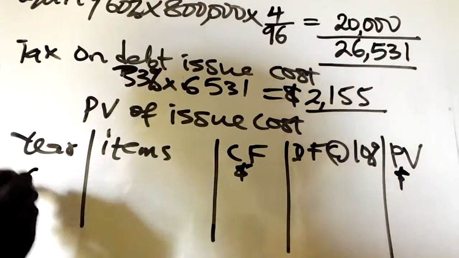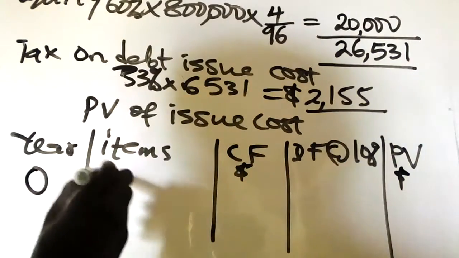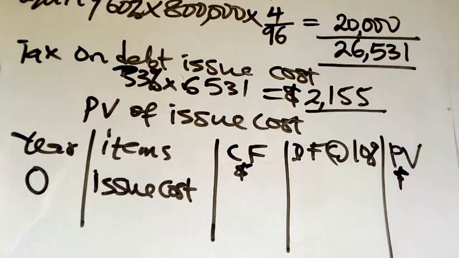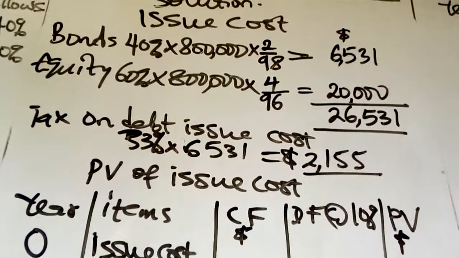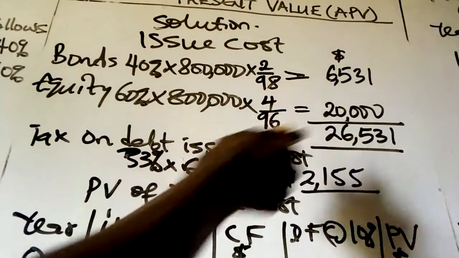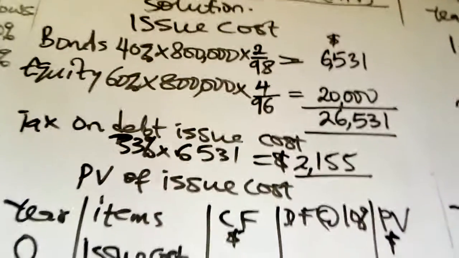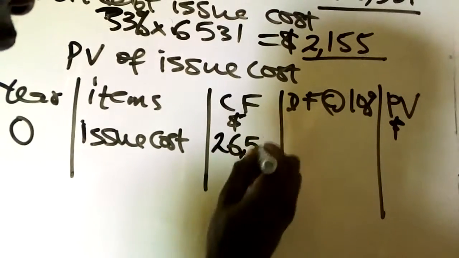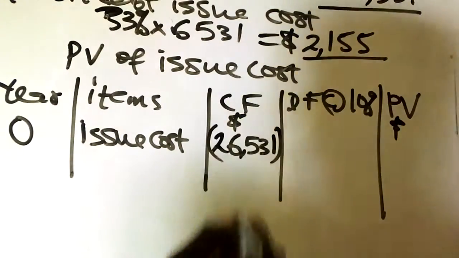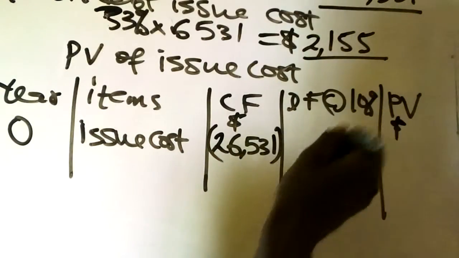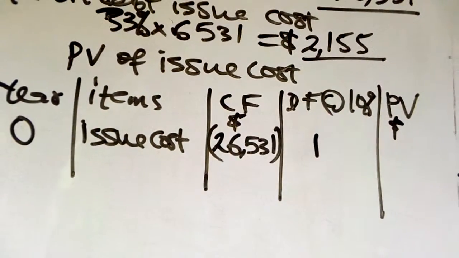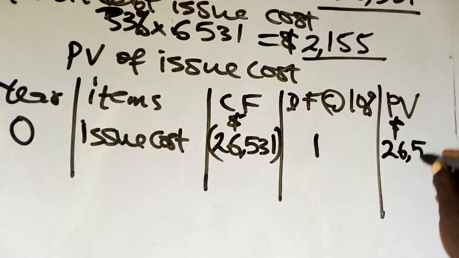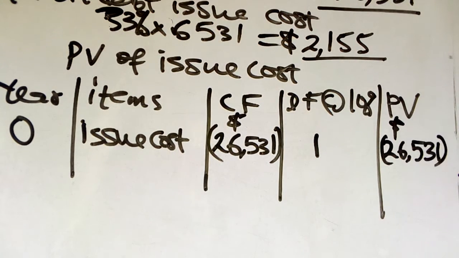So in year zero, you have the issue cost. I've told you that your issue cost will be treated as an outflow in year zero. How much is our issue cost? The issue cost as calculated above is 26,531, an outflow in year zero. The discount factor at 10% will be 1, so the present value is still the same: 26,531 outflows.